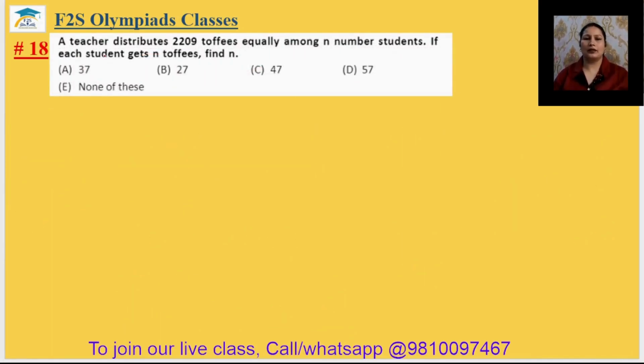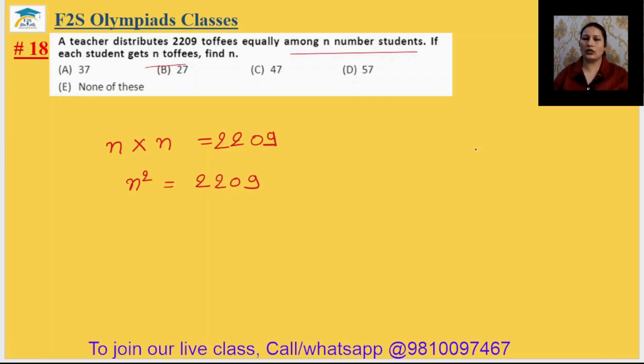Question number 18. A teacher distributes 2209 toffees equally among n number of students. If each student gets n toffees, then find n. So n number of students and each student got n toffees. It means n multiplied by n should be 2209. Okay? So n square equals 2209.